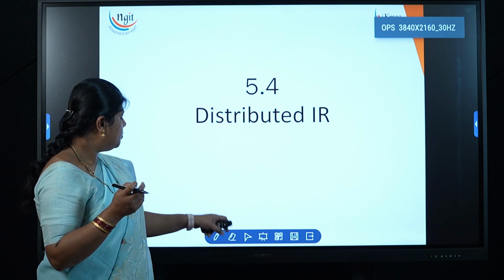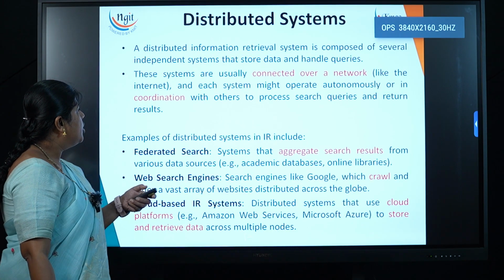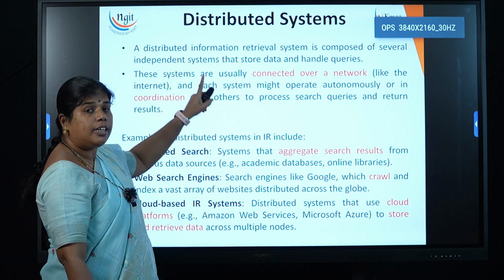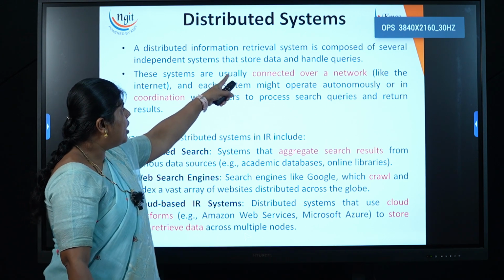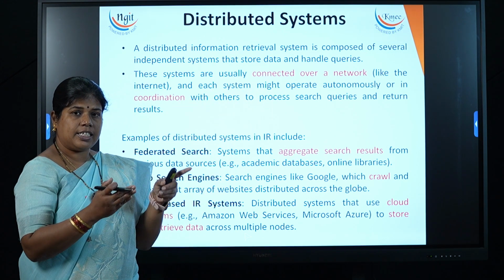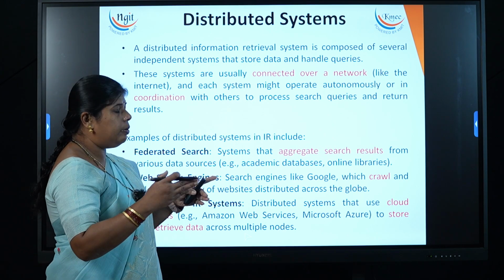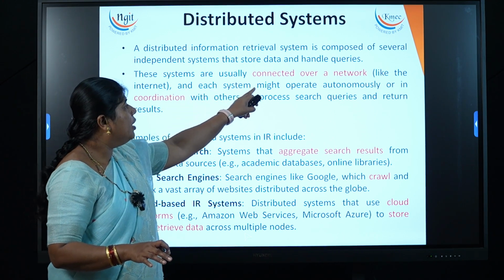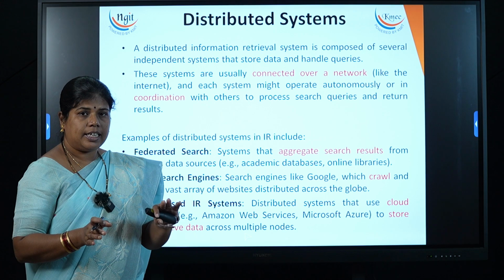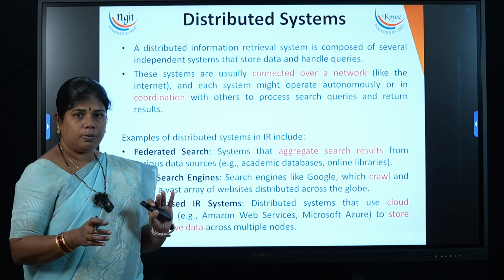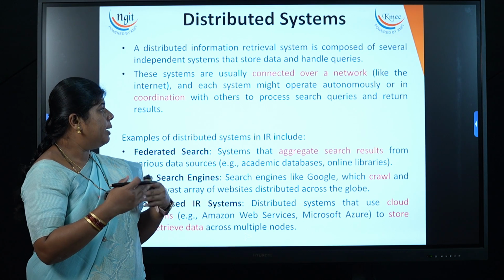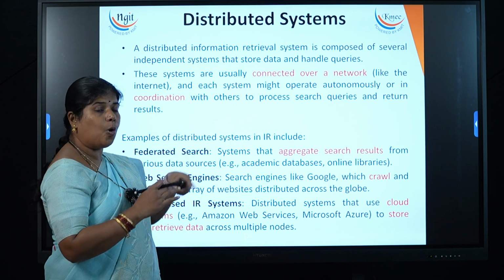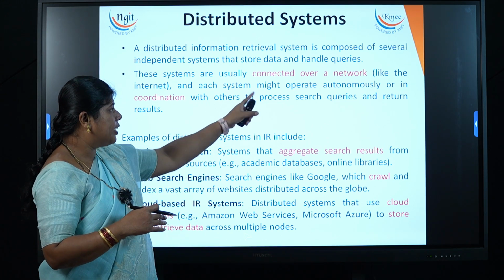Now, what do you mean by distributed system? A distributed information system is composed of several independent systems that store the data, and these systems handle the queries by connecting to the proper system which contains that information. These systems are usually connected over the network. Unless the systems are connected over the network, you are not able to contact the particular system to answer your query. So there should be proper coordination among the systems connected over the network.